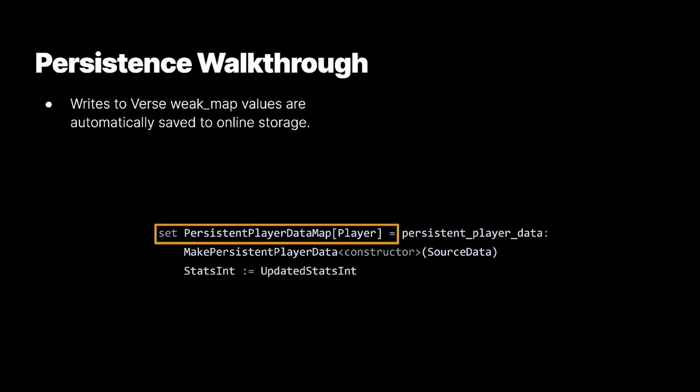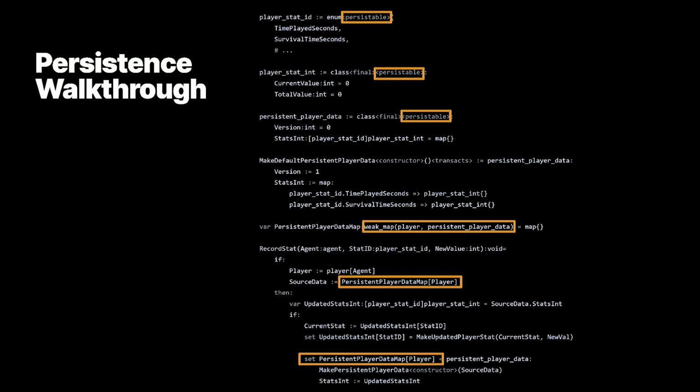And then to read from this online storage, we're ultimately writing and reading to this, essentially just a data type in Verse. Behind the scenes, though, there's a lot of work that actually goes on. But to the Verse code, you're really just reading and writing to this weak map we declared.